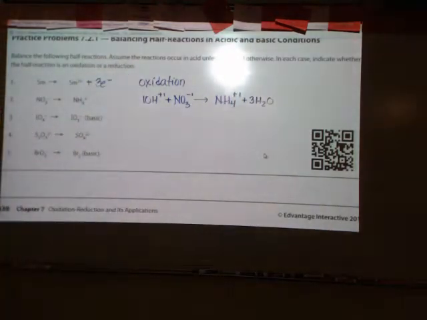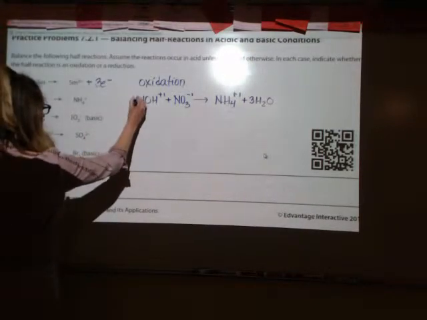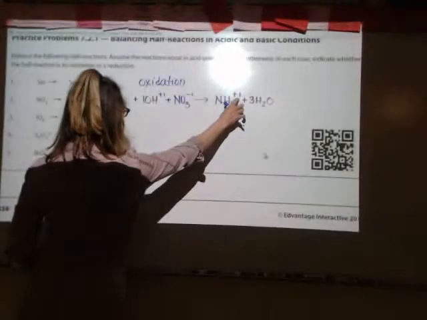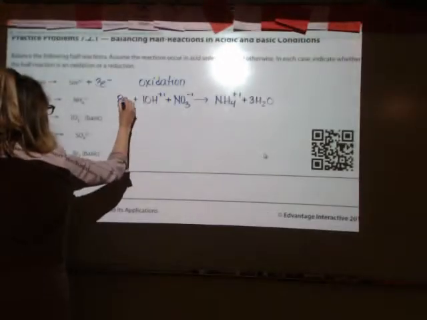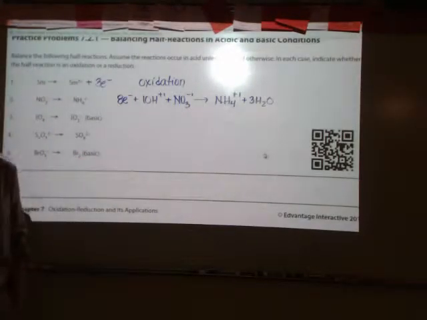So which side would I add electrons to? The left side. So we would add how many electrons to bring it down to meet this plus 1? 8. Did I lose anybody? We're good?